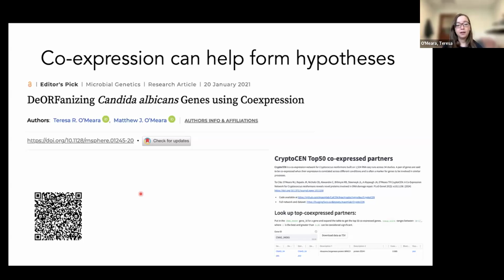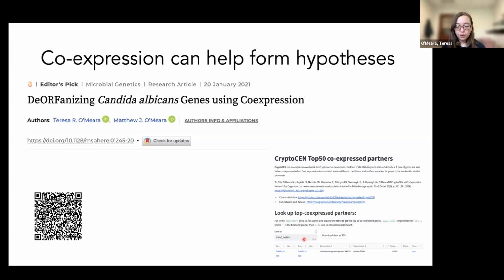Like if you, for example, are part of the ribosome, you want all of the ribosome genes to be turned on at the same time, so you are maintaining stoichiometric ratios of that ribosome. So we built these networks for Candida albicans and Crypto. This QR code here has a link if you want to use these databases, but you can basically put in your gene of interest and it will give you your top co-expressed partners so you can make maybe faster hypotheses about what a gene is doing.